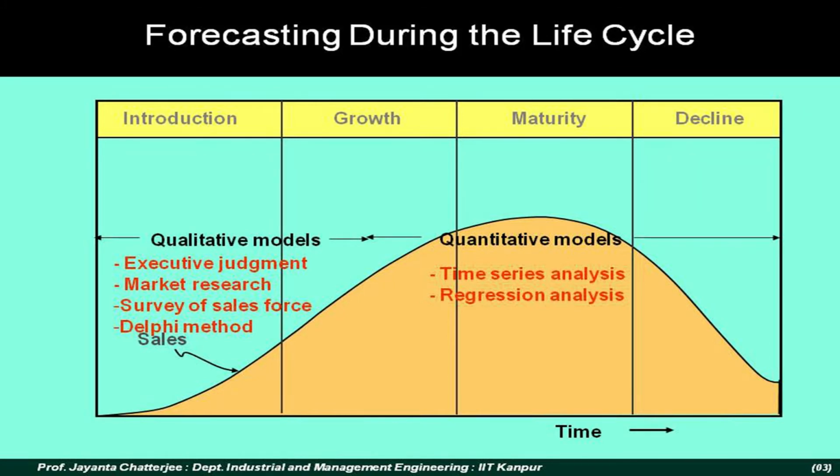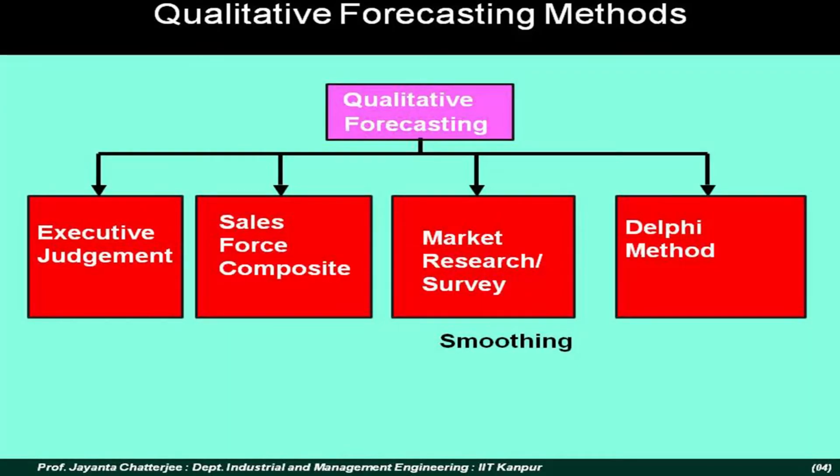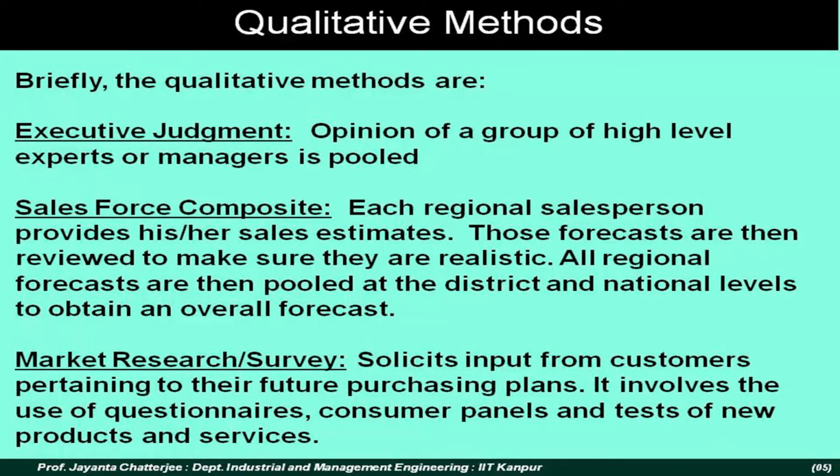As you go across the product life cycle, which means you have more and more sales data to analyze, then you will actually use more and more of the time series analysis or regression analysis type of forecasting techniques. So qualitative forecasting are these 4 types. We have discussed this. Out of those, I think I have not mentioned it that much, is this Delphi method.